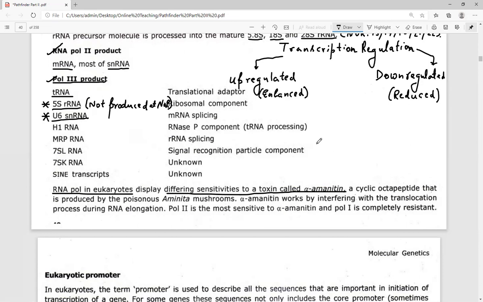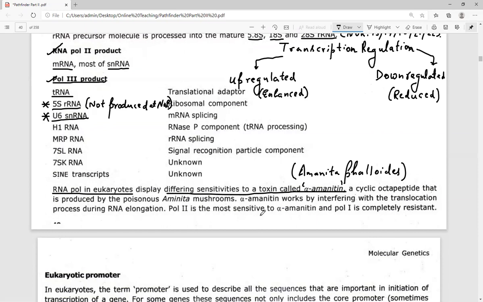Next, I am writing Amanita phalloides. This fungus leads to the production of the toxin alpha amanitin, and the RNA polymerases differ in their sensitivity to alpha amanitin.